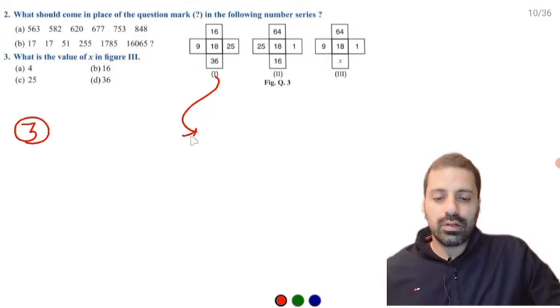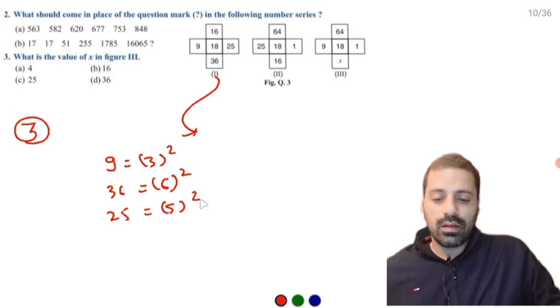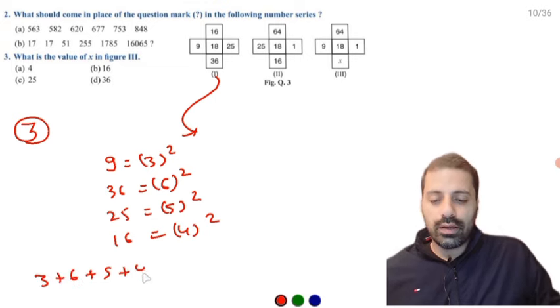Now comes the third problem. In the third problem, in the first graph it is given that 9, we can say that is the square of 3. 36, we can say that is the square of 6. 25, we can say that is the square of 5. And 16 is the square of 4. Now if I add 3 plus 6 plus 5 plus 4, I have got 18. So this is the way I have got this 18.